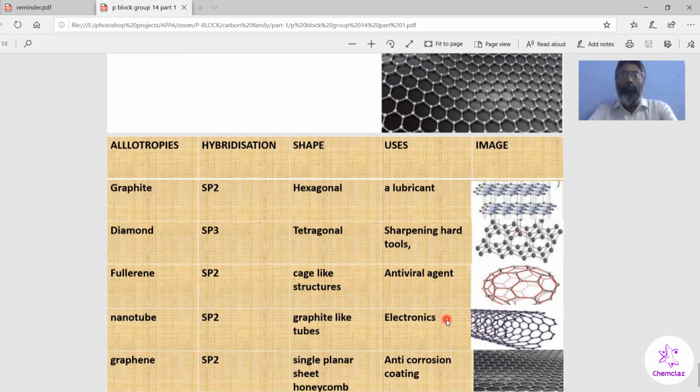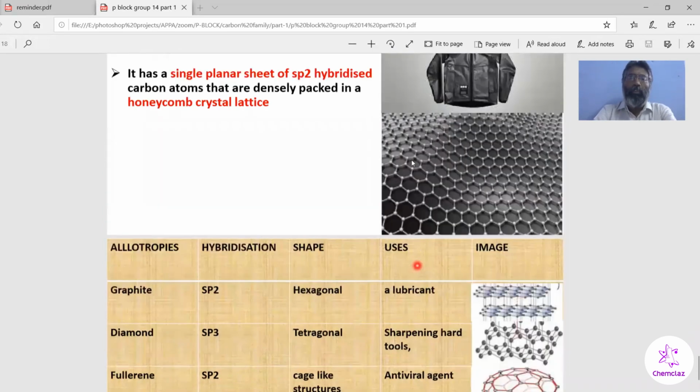So we finished the carbon family today: occurrence, physical properties, chemical properties, that is catenation properties, and then allotropies of carbon.